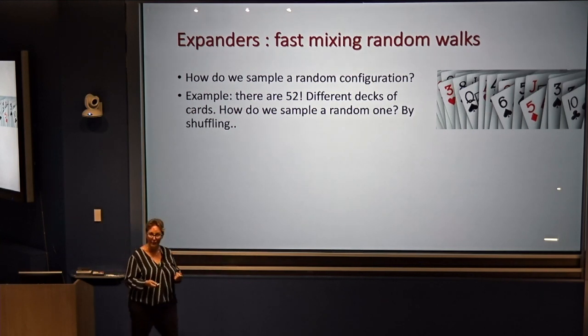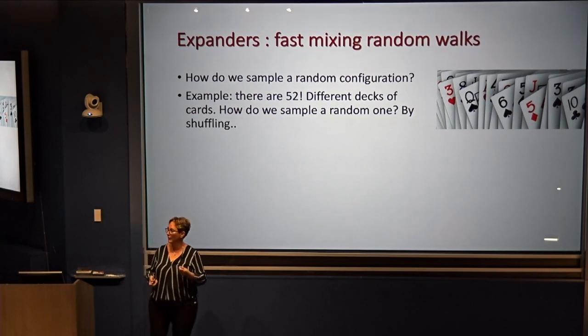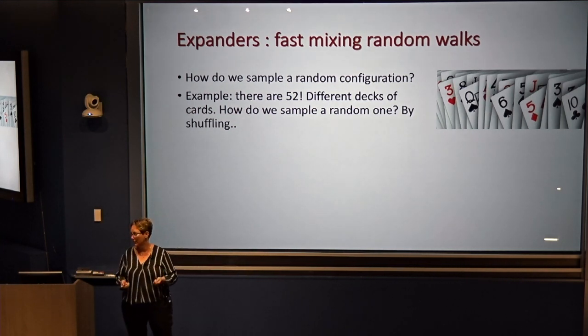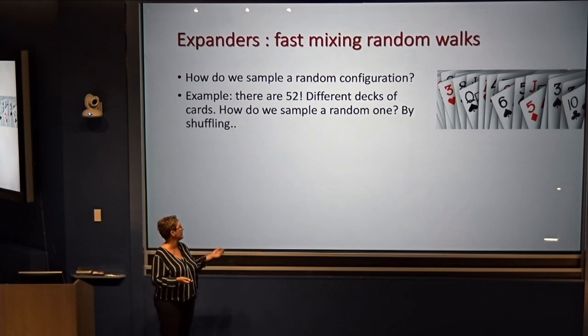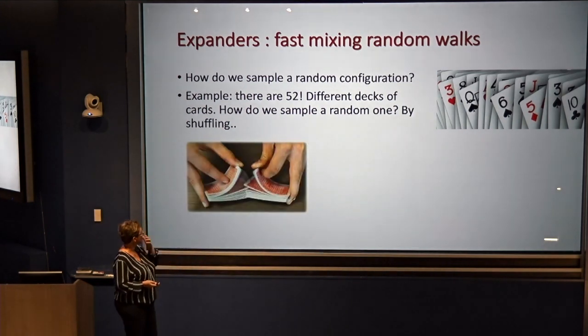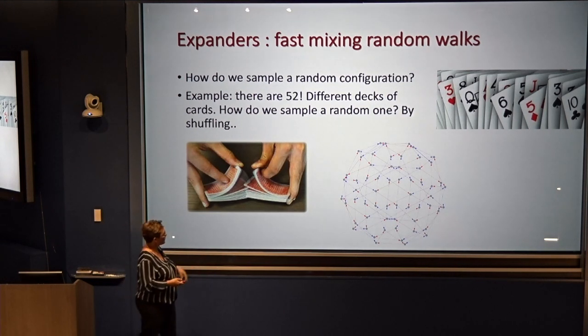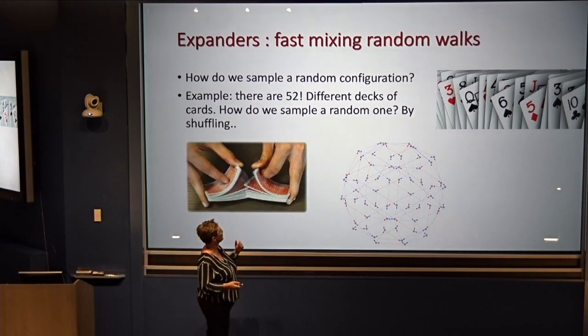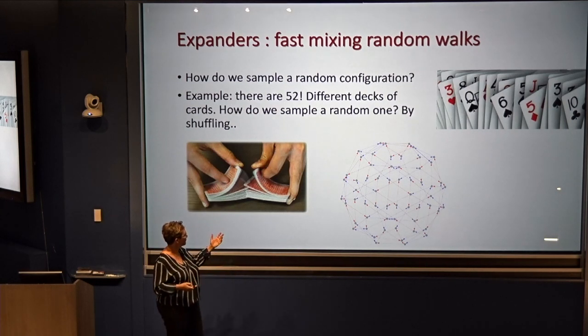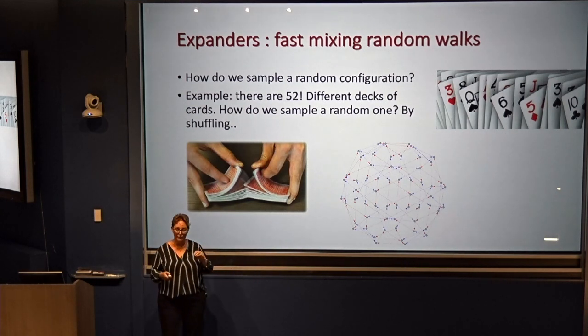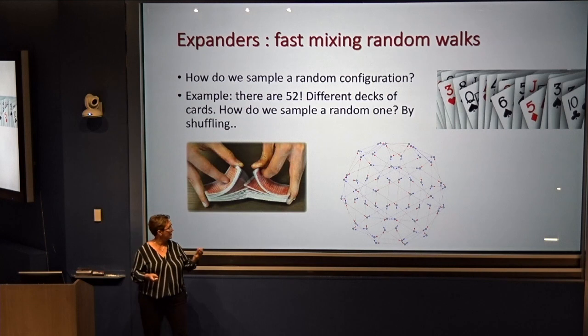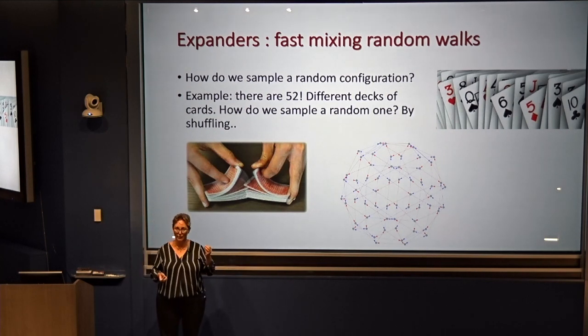We shuffle the cards. Okay? Why does shuffling the cards give us a good permutation? Well, I thought a reasonable thing to do. So one way to think about it is to think of the graph underlying this situation. So you draw a graph where each node in the graph, it's not a person now, it's a permutation of the deck of cards. Okay?